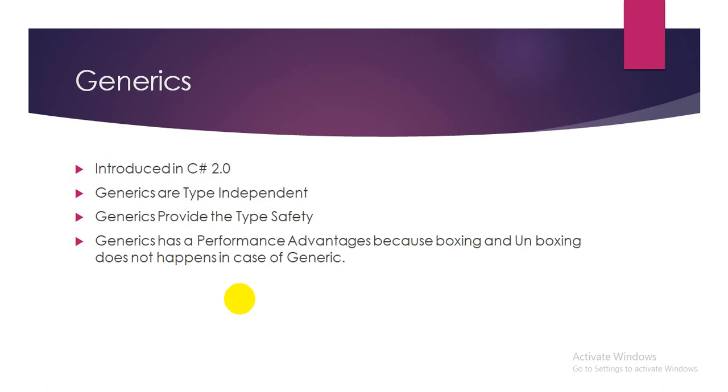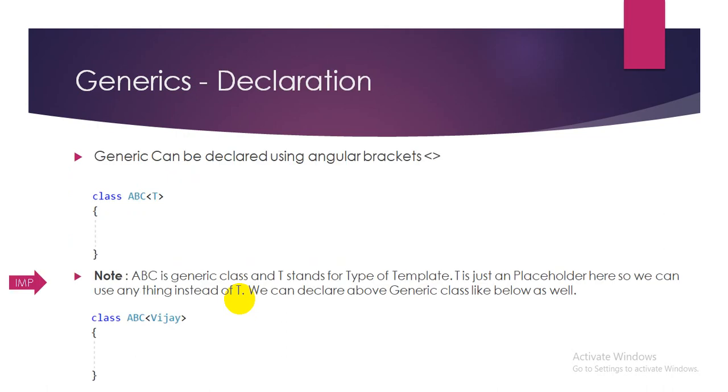In the third point, we are saying that generics provide type safety. We will discuss that again when we write our first generic class, and also the meaning of the third and fourth points. But prior to starting, let's understand how we declare a generic class in C Sharp. The syntax is the same as you declare a normal class in C Sharp. The only difference is we use angular brackets while declaring a class, and inside those angular brackets we provide a template, a placeholder name.